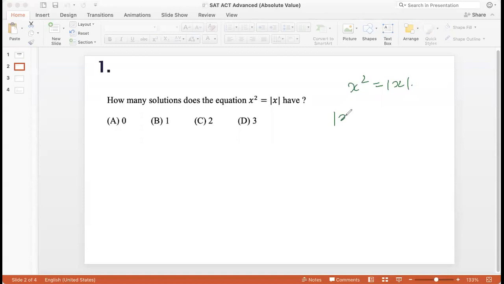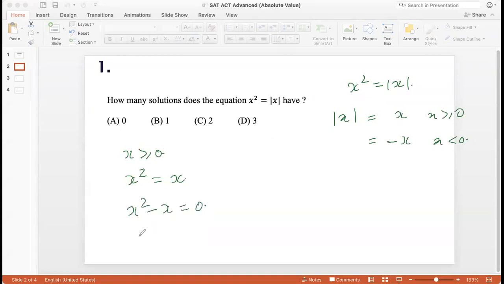Now we know that modulus x, that is the absolute value of x, is x when x is greater than or equal to 0, and it's negative x when x is less than 0. So let's assume x is greater than or equal to 0. Then I can write modulus x as x, so x squared minus x is 0. So x times (x minus 1) is 0, so x is 0 and 1. And both 0 and 1 work, because they satisfy the condition x greater than or equal to 0.